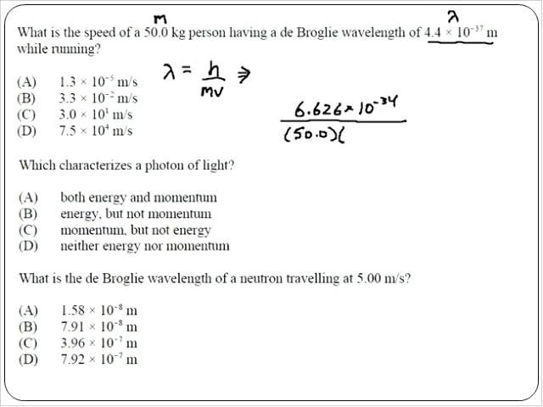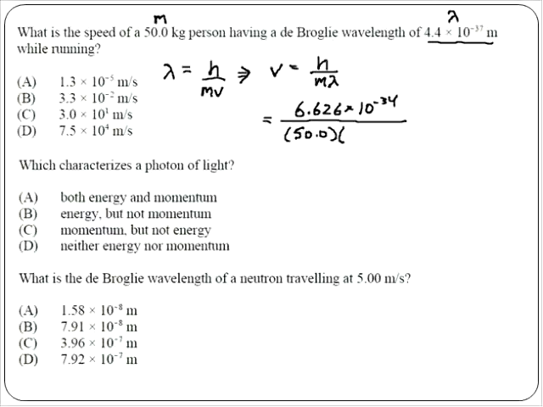Let me move this down. There we go. We actually have to rearrange that so that speed equals h over m lambda. Okay, we can actually do that. Whenever you're trying to find something that's on the bottom of one side of the proportion, swap it with the top on the other side. It's as simple as that. It's a very easy rearrangement.